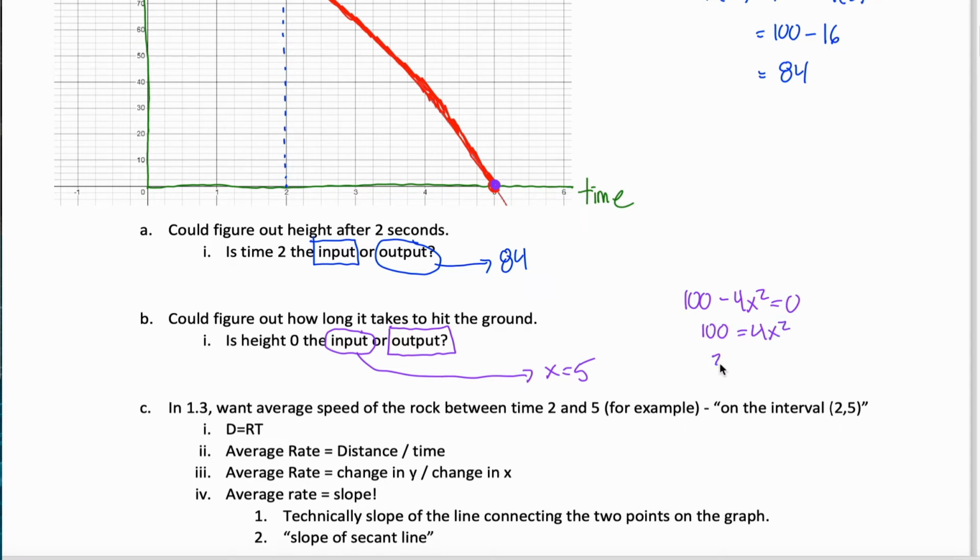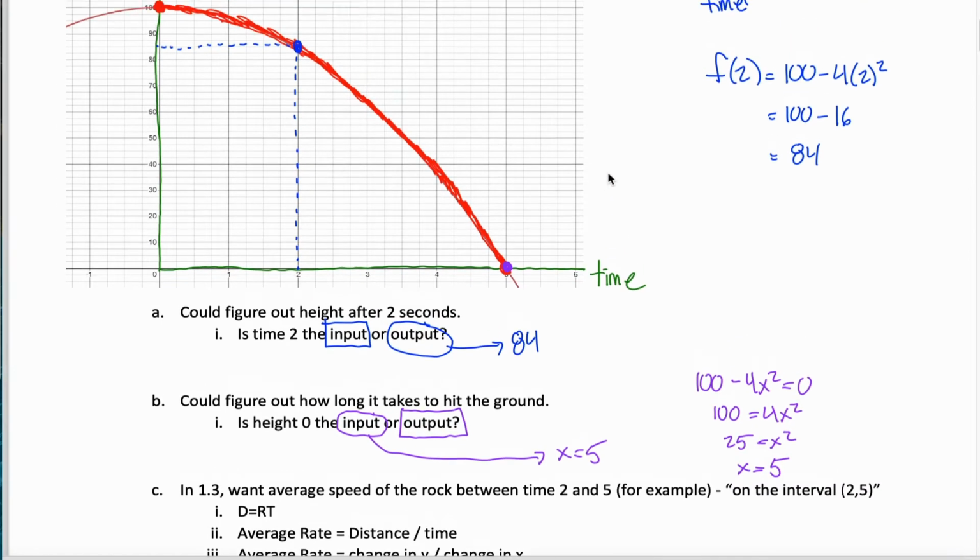Divide both sides by 4. I get 25 is equal to x squared. I take the square root of both sides of the equation. I get x equals plus or minus 5. But I want the positive solution because x represents time, and negative time doesn't really make sense in this context. So sure enough, I get this answer as 5.